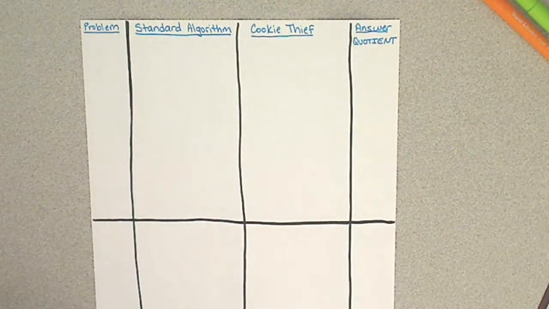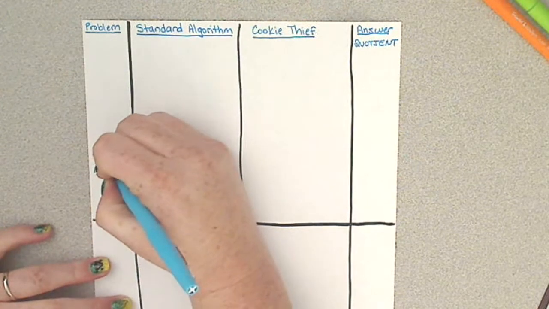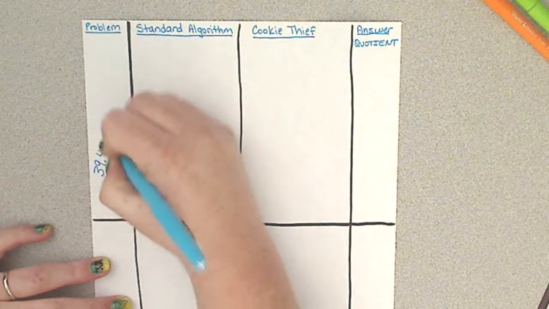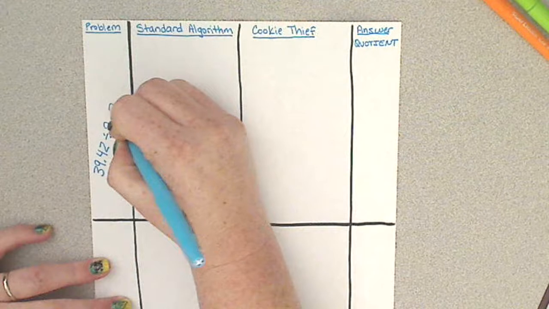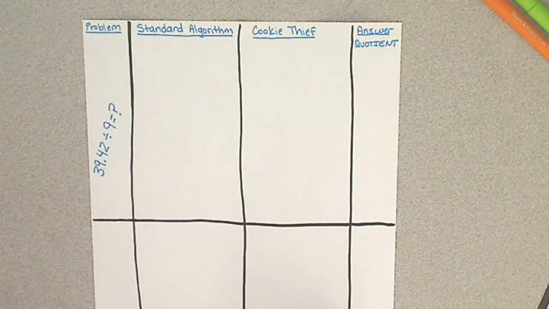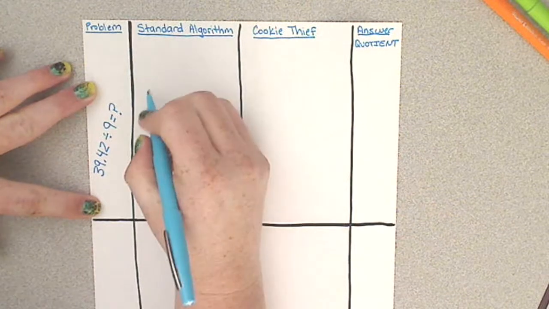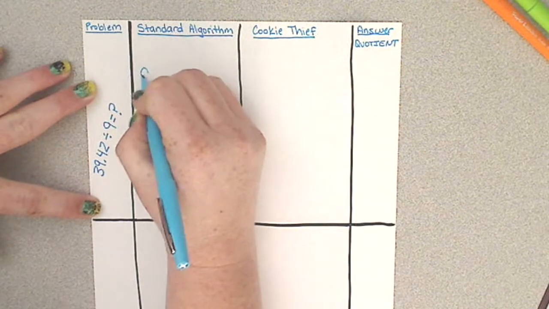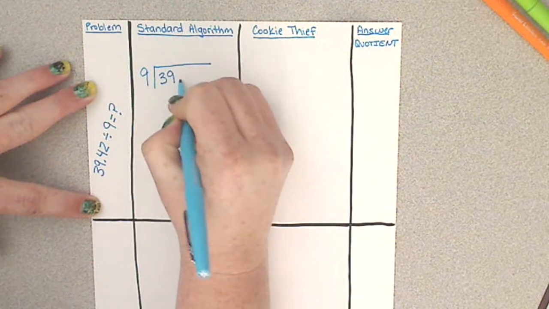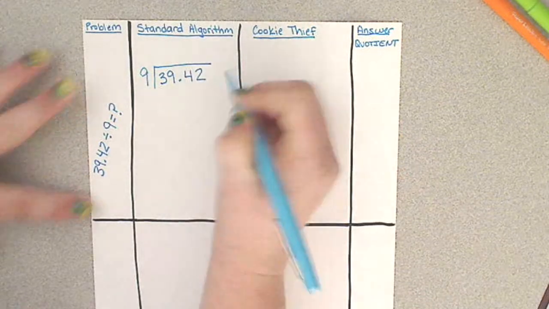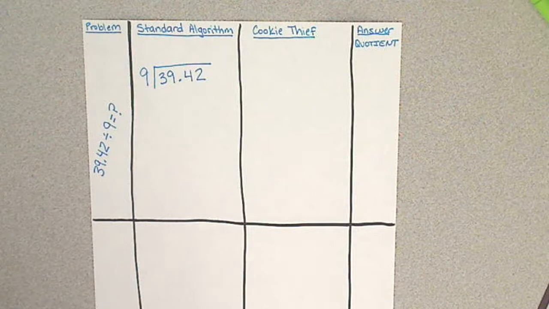The first problem that we're going to work today is 39 and 42 hundredths divided by 9. Now, even when you have a decimal, there's nothing different about how we set it up. Our divisor goes on the outside, dividend goes on the inside. Now, we're going to go ahead and mess with this pesky little decimal and get it out of the way now.